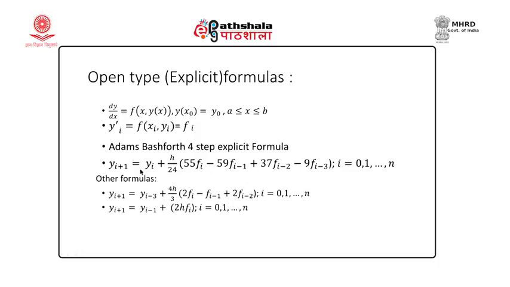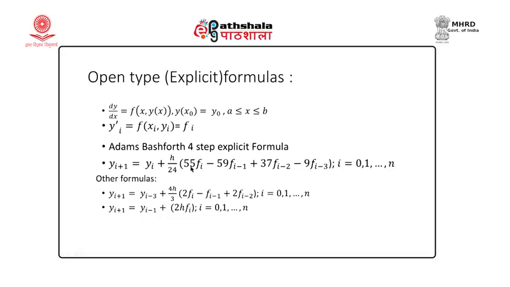See, if we need the value at the point xi plus 1, we need the value of y at 4 previous steps: i minus 3, i minus 2, i minus 1, i. So, you can start with i equal to 3 only, you need the values at x0, x1, x2 and x3, and then we can estimate the value of y at x4, that is y4.